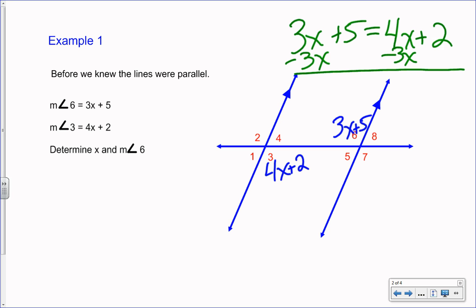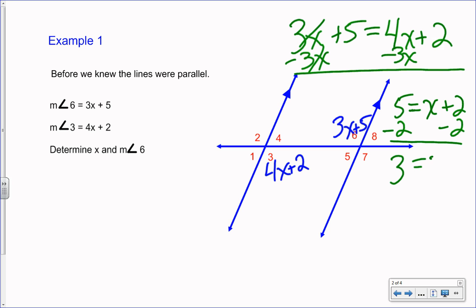So 3x plus 5 minus 3x, well, those just cancel. So I'm left with 5 equals, not 4x, because if I look at the right side, it'd be 4x plus 2 minus 3x. Well, 4x minus 3x is just 1x plus 2. Subtract 2 to get it over there. This is an equal sign, sorry. So 3 equals x. Do you believe that to be true without a doubt? Probably best to check. So let's substitute 3 back in there.